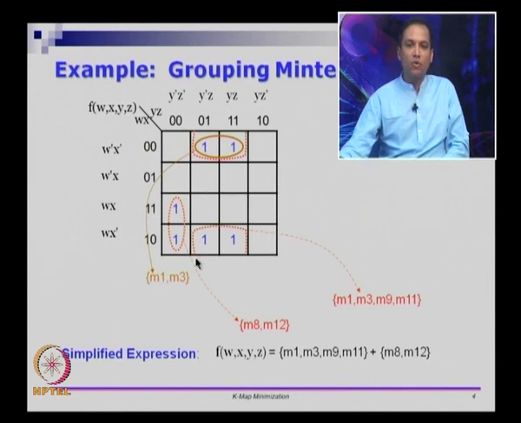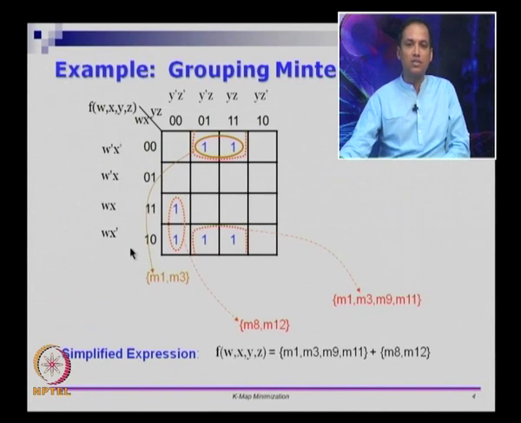So, in these 4 ones, let us see what is common. So, w bar x bar and w x bar. So, these are 2 different rows in which they are there. However, we see that w bar is here and w is here, x bar is remaining constant, right.